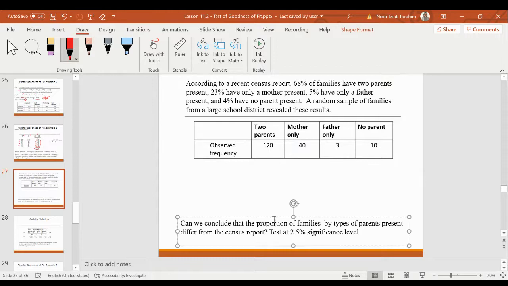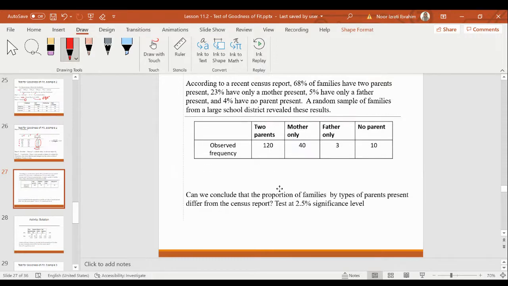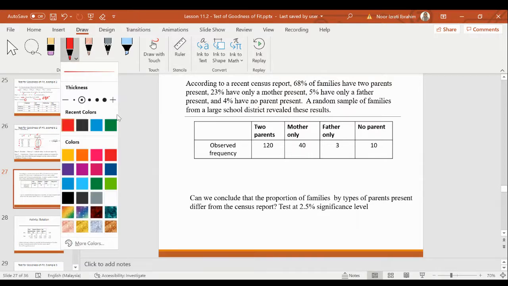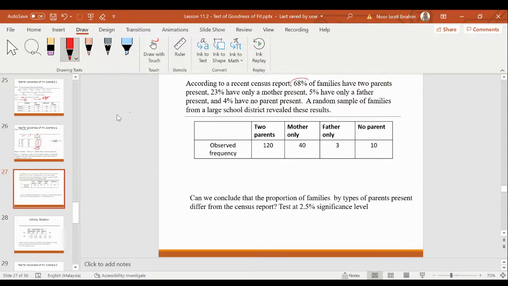This is the observed value. This is the question. Okay. The percentage given for two parents is 68%. So here, first, to find the expected value, the expected frequency, you need to find the total frequency. So 220 plus 40 plus 3 plus 10 is equal to 173.